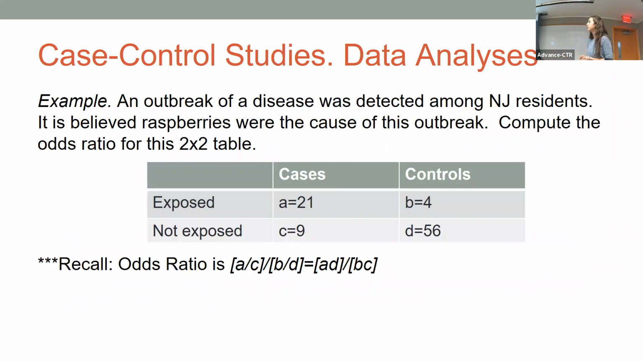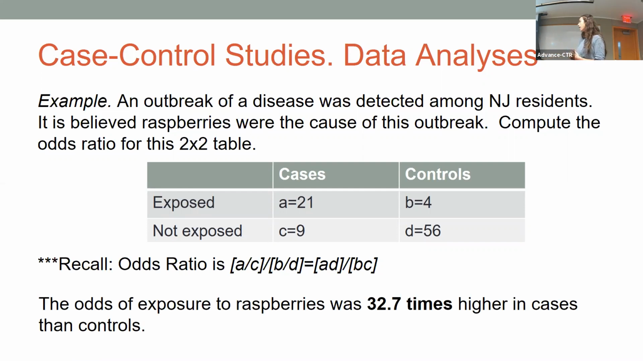So I wanted to again look at an example of calculating the odds ratio for this 2x2 table. Since I'm running a little bit slower than I thought, I'll just tell you what the odds ratio is. Essentially, we find the odds ratio by taking the diagonal products and dividing AD by BC. The odds ratio for this 2x2 table, which looks at the exposure status of cases and controls, ends up being 32.7.